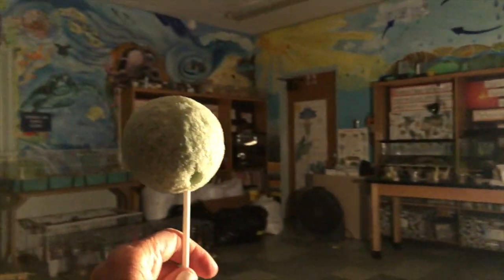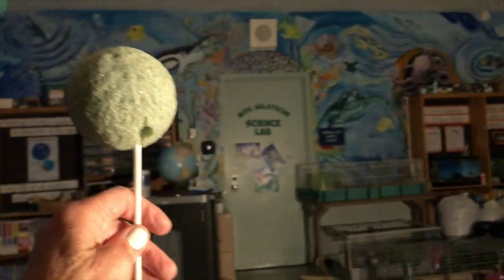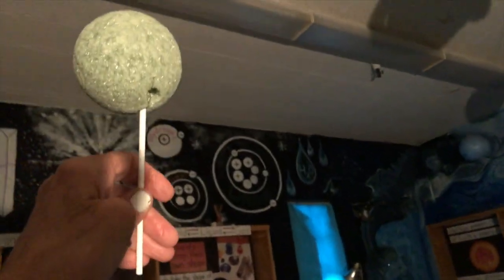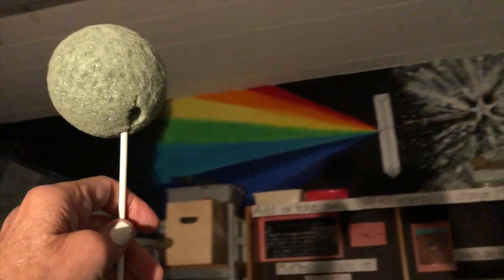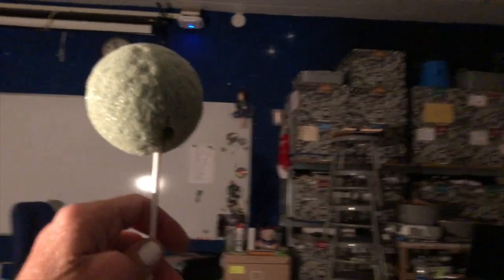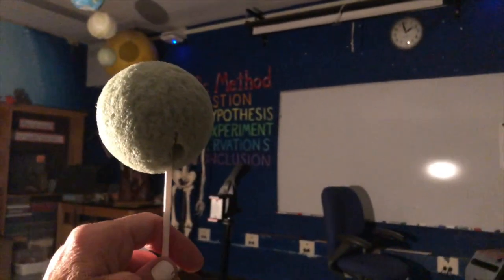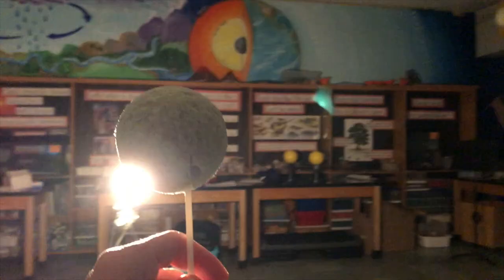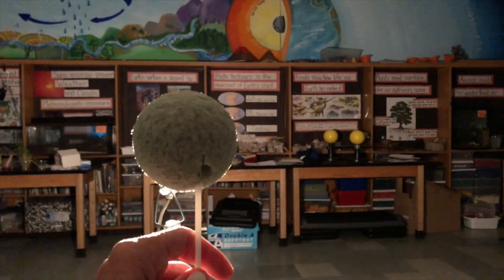So it goes new moon, waxing crescent, first quarter, waxing gibbous, full moon, waning gibbous, third quarter, waning crescent, new moon.